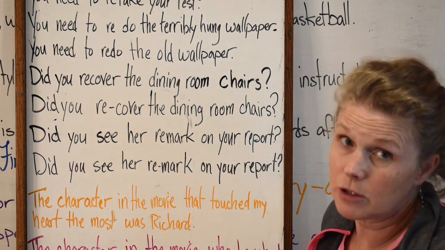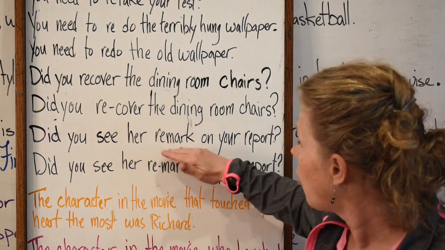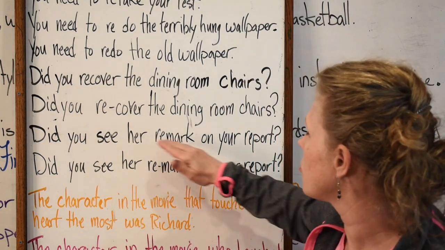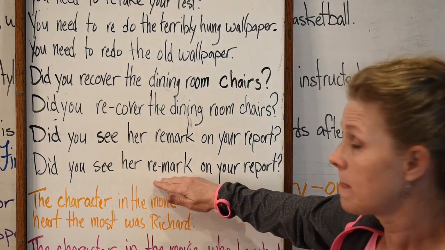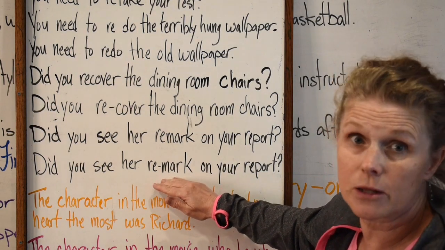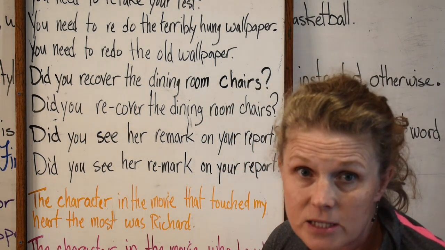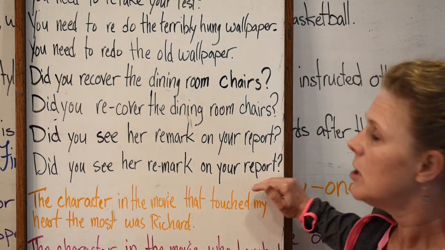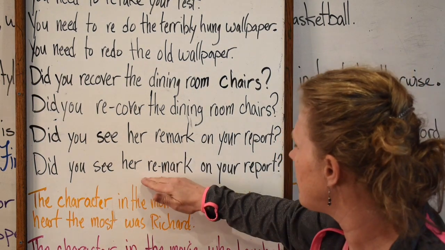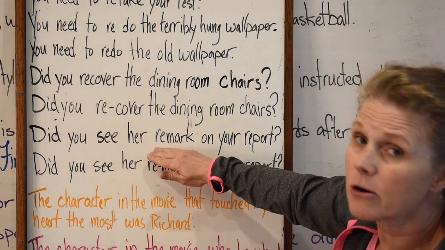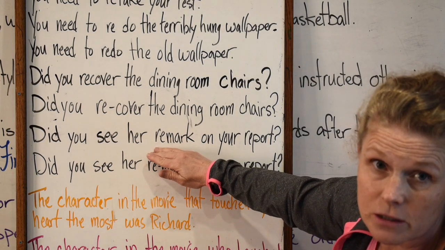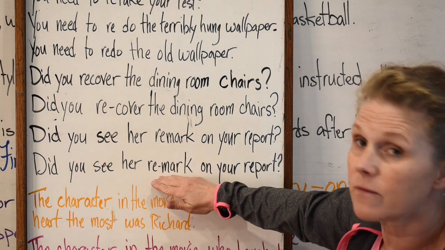You did great, you did poorly, you need to do this. Or did you see her remark after somebody marked it again, and then did you see her go back in and remark all of these mistakes on your report? So see how right here she went back and remarked it again. Here is a remark, a suggestion. See how this can be really confusing?